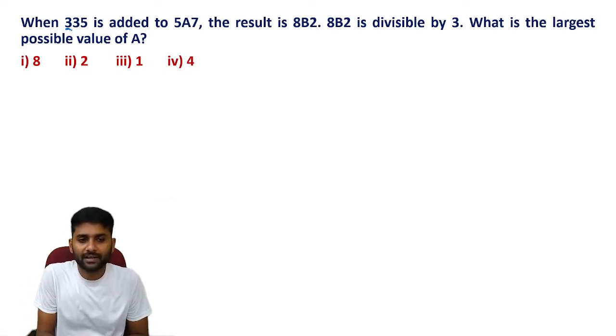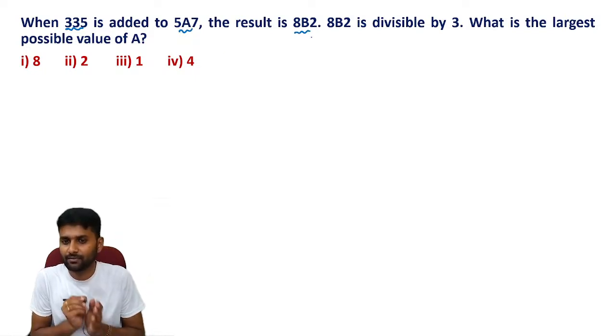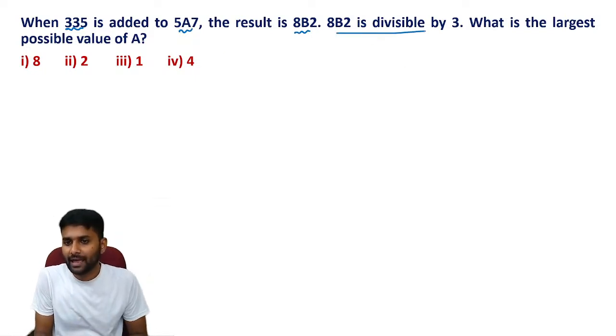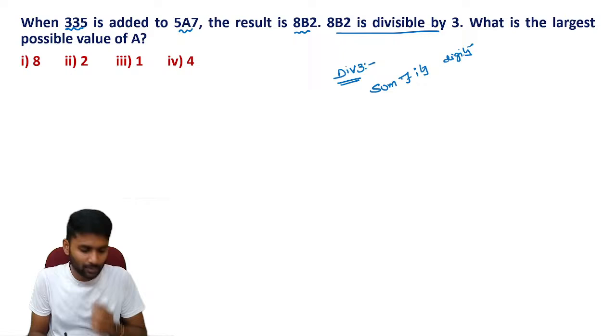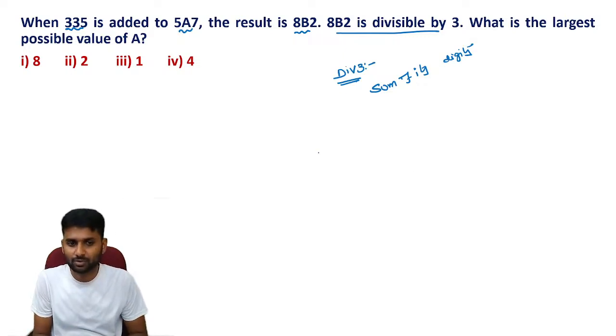Now see, when 335 is added to 5a7, the result is 8b2, and 8b2 is divisible by 3. What is the largest possible value of a? And you already know the divisibility by 3 property: if the sum of its digits is divisible by 3, then the entire number is divisible by 3.